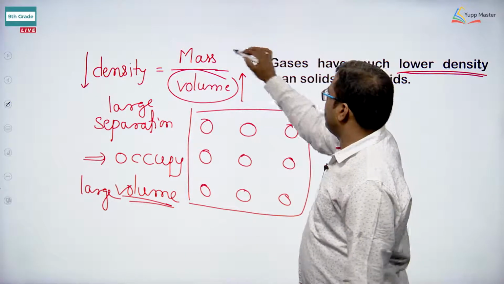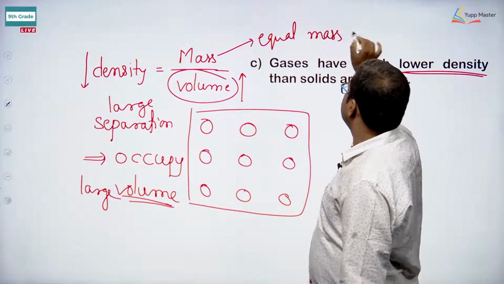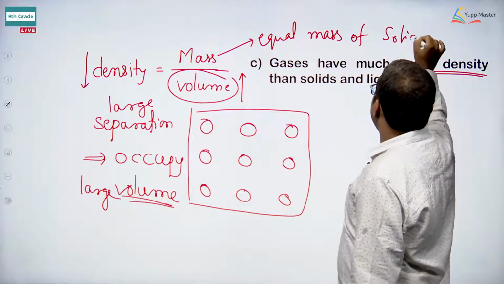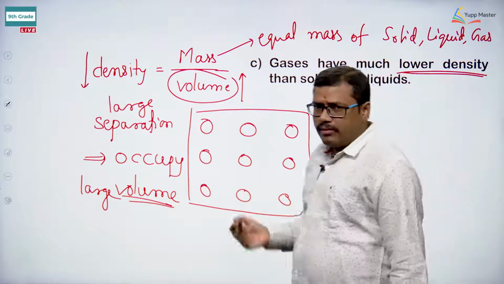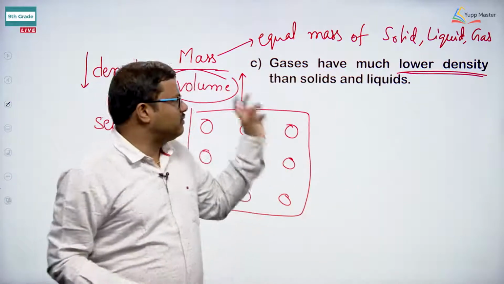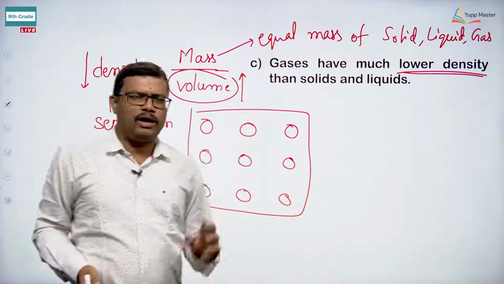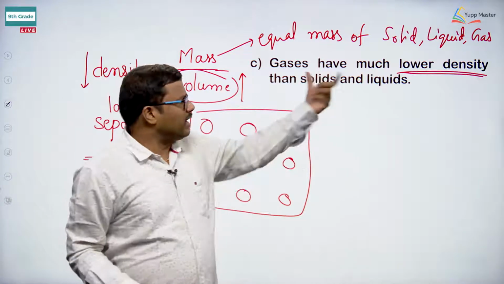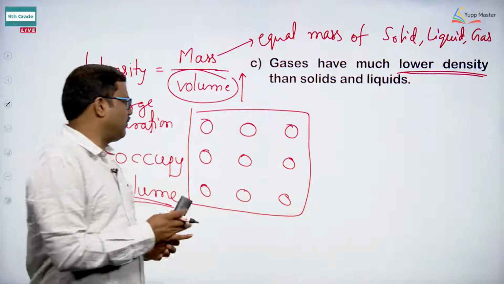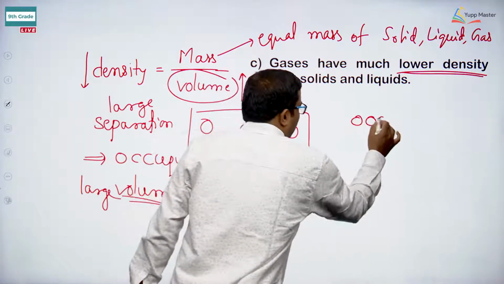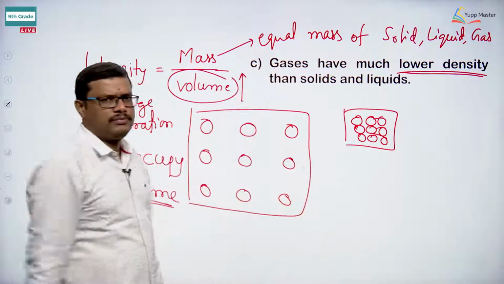So, if I take equal masses of solid and liquid, as well as gas, the volume occupied by the solid is very small when compared with the liquid, and of course, the volume occupied by the liquid will be small when compared with the gas, because in the case of solids the atoms or molecules are closely packed. For example, if I am arranging these atoms in a solid, they are going to occupy only this much volume, not more than that.